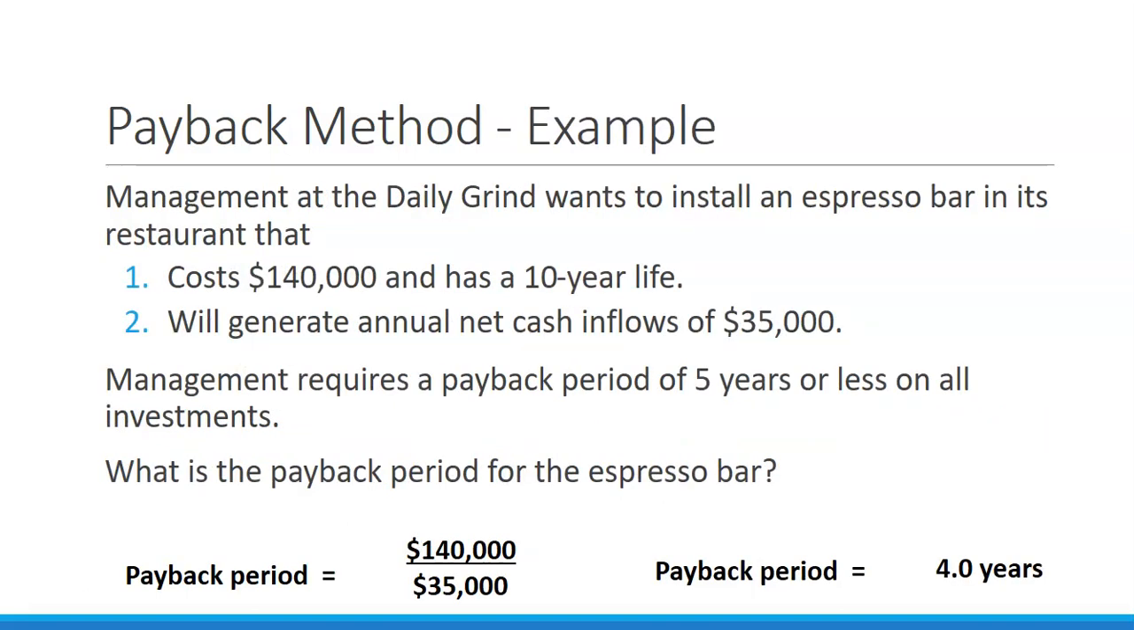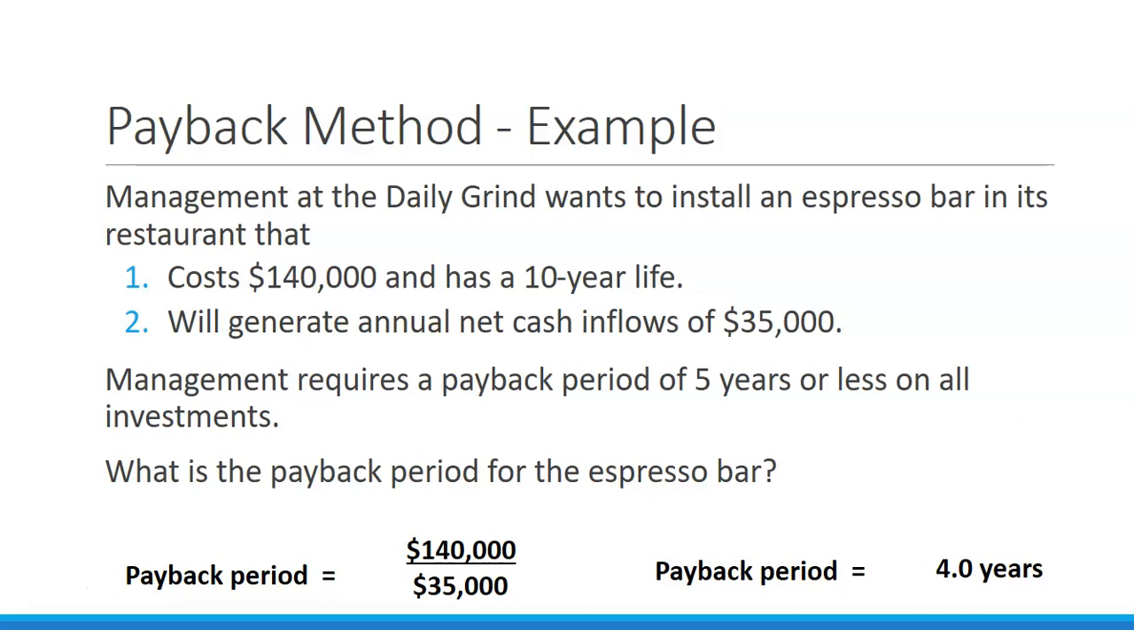This is an example of the payback method. So this company is looking at installing an espresso bar in their restaurant. The cost is $140,000 and it has a 10-year useful life. We will generate annual net cash flows of $35,000 from this investment. We do not take on projects that have payback periods over 5 years. So we look at the payback period, which is the investment divided by the annual cash flows.